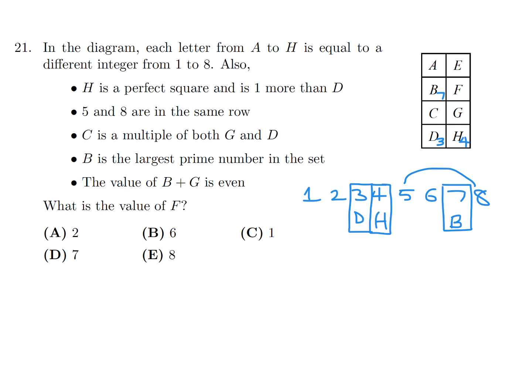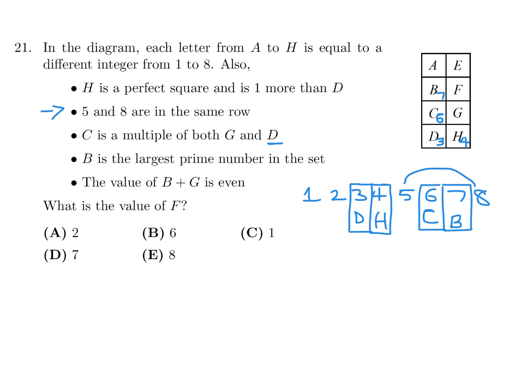CG. C is a multiple of G and D. Okay, we know D, so that's the one that I can probably do. We don't know G yet, but D is 3. So if C is a multiple of D, then C is most likely the 6. Yeah, okay, that's good. So C is 6.